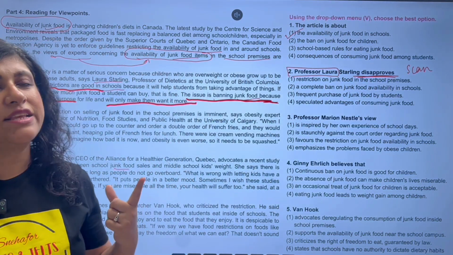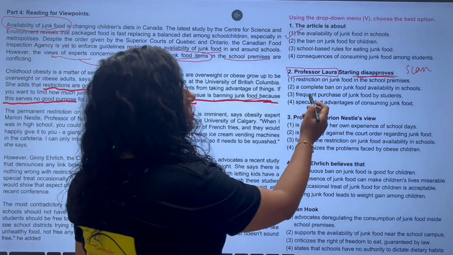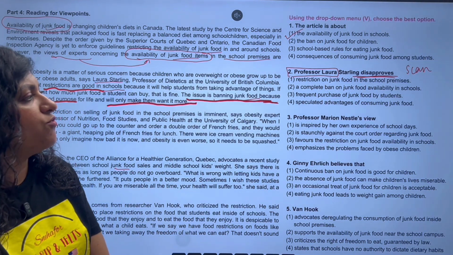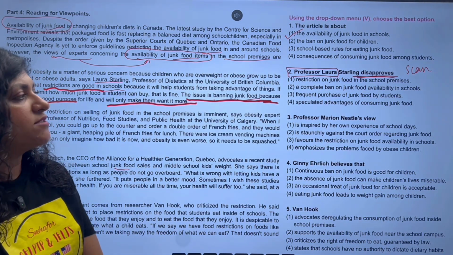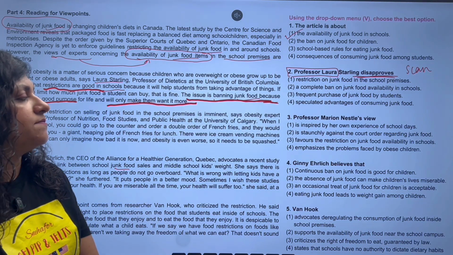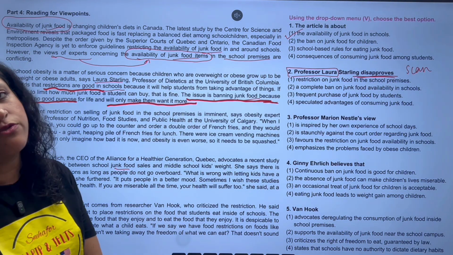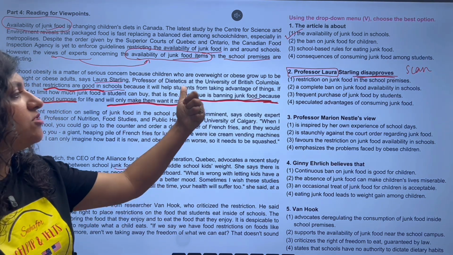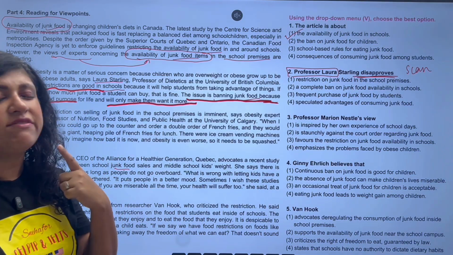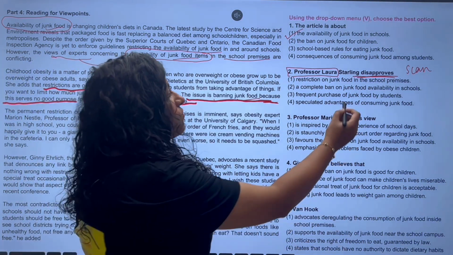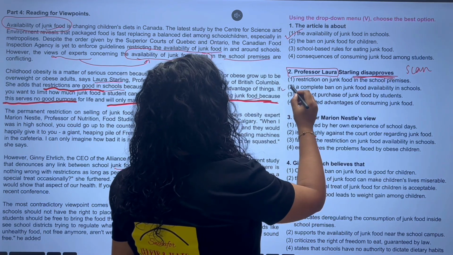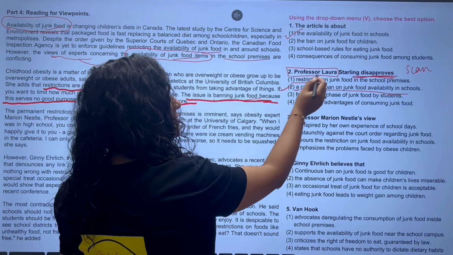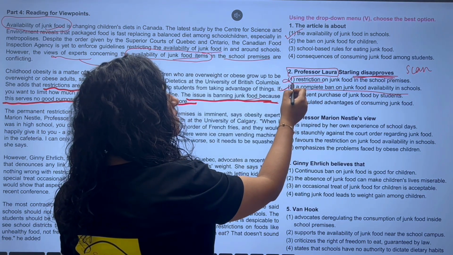So what is that one thing that she disapproves? That restriction on junk food in the school premises, is that complete ban on junk food in schools, or frequent purchase of junk food by students, or speculated advantages of consuming junk food. Now she clearly says that the issue is banning junk food. That means she does not agree with the idea of a ban on junk food. So one thing that she disapproves is a complete ban on junk food. She is actually in favor of restriction. So this is something that she agrees with. This cannot be your answer.